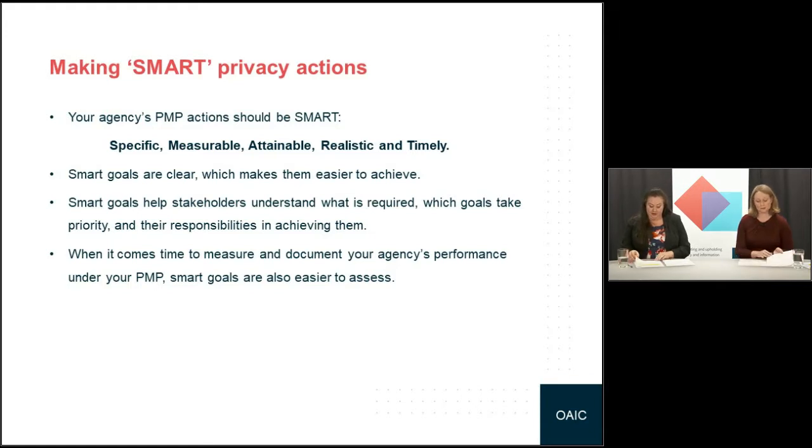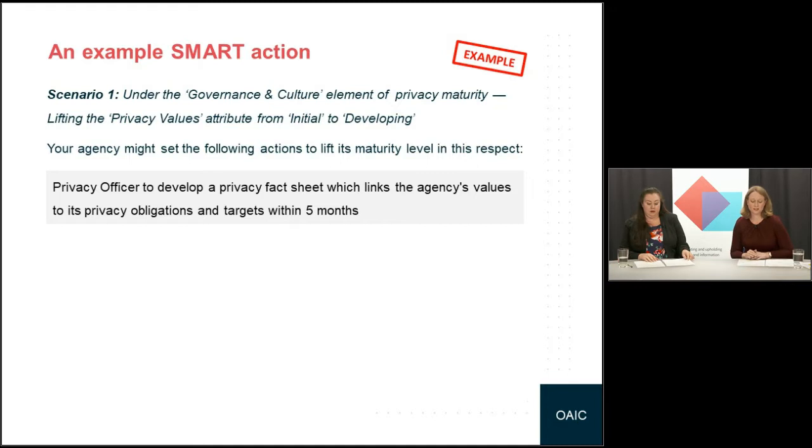Let's take a look at some examples. So on the slide here, we have one action example. In this one, your agency is aiming to lift its privacy values attribute from initial to developing. So it sets the following action to lift its maturity in this respect. The privacy officer is to develop a fact sheet which links to the agency's values and to its privacy obligations and targets within 5 months.